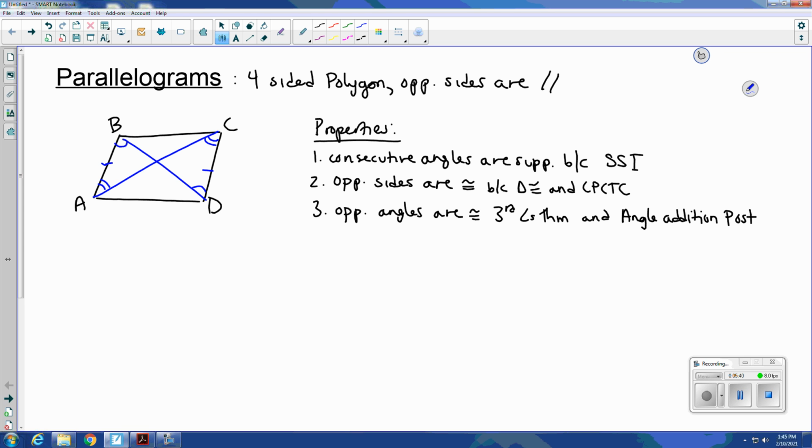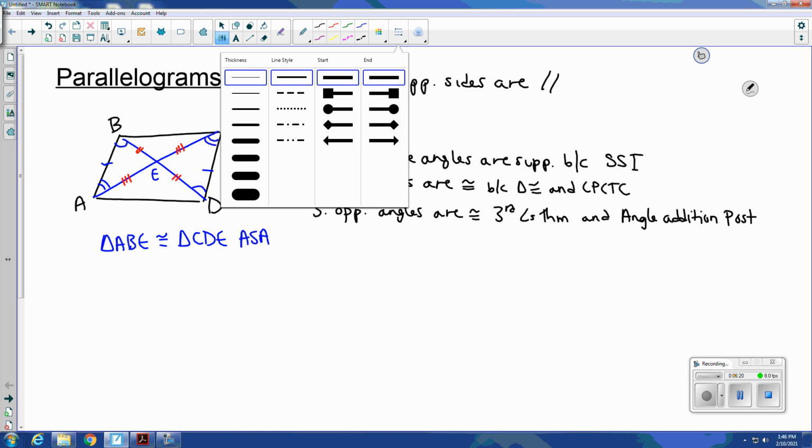Therefore, these two triangles that intersect at E, so ABE, is congruent to CDE by angle side angle. And if that is true, then by CPCTC, the corresponding sides, so this side and this side, BE and DE are congruent, as well as AE and CE by CPCTC. Now what we just identified there is the diagonals get bisected. And that's our fourth property.